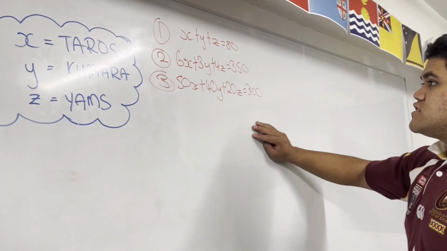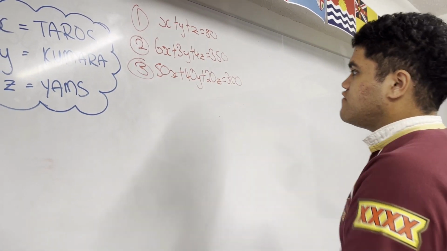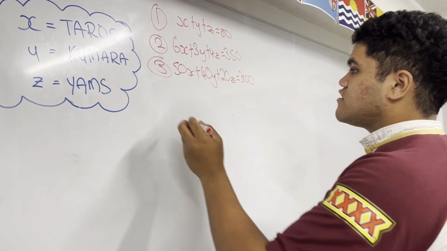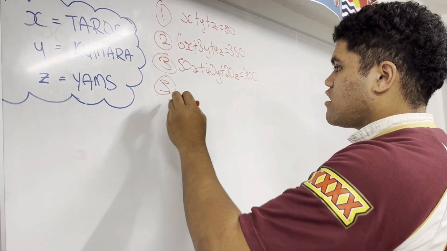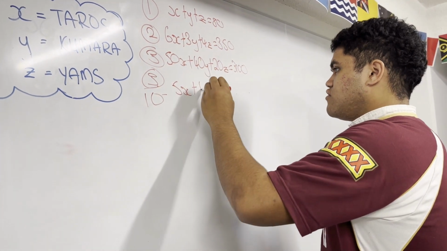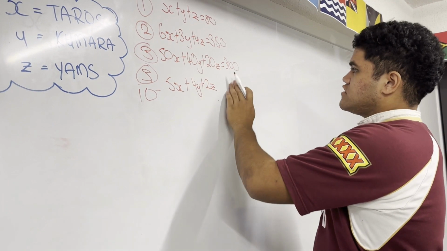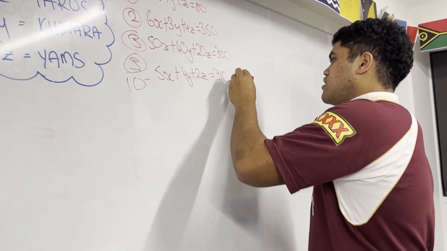So in order to solve this, we're going to try and make this easier to see. As you can see, there's a massive number here: 50, 40, 20, 3,100. So we're going to divide equation 3 by 10. And that gives us 5x. 40 divided by 10 is 4. 20 divided by 10 is 2. And then 3,100 divided by 10 is 310.